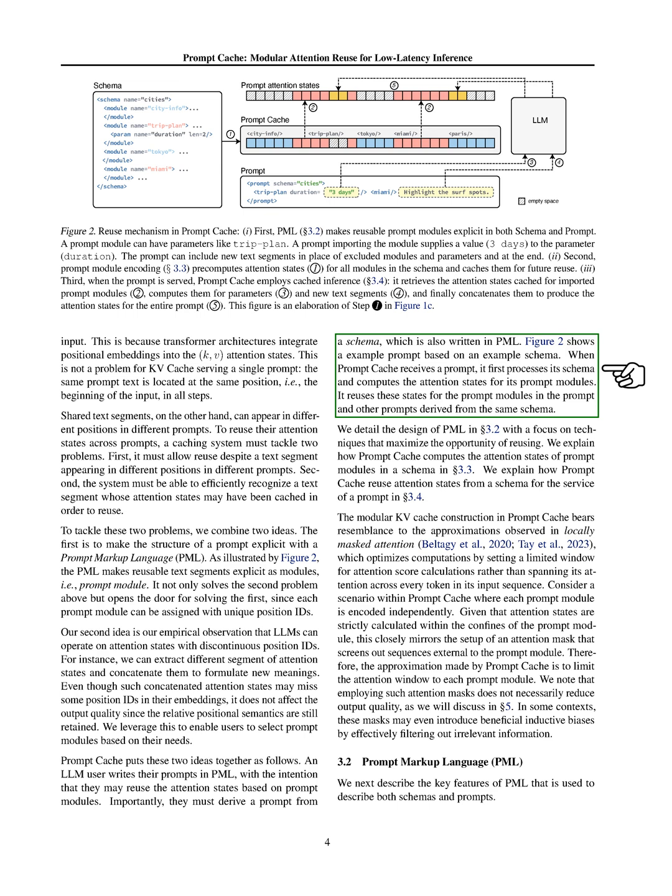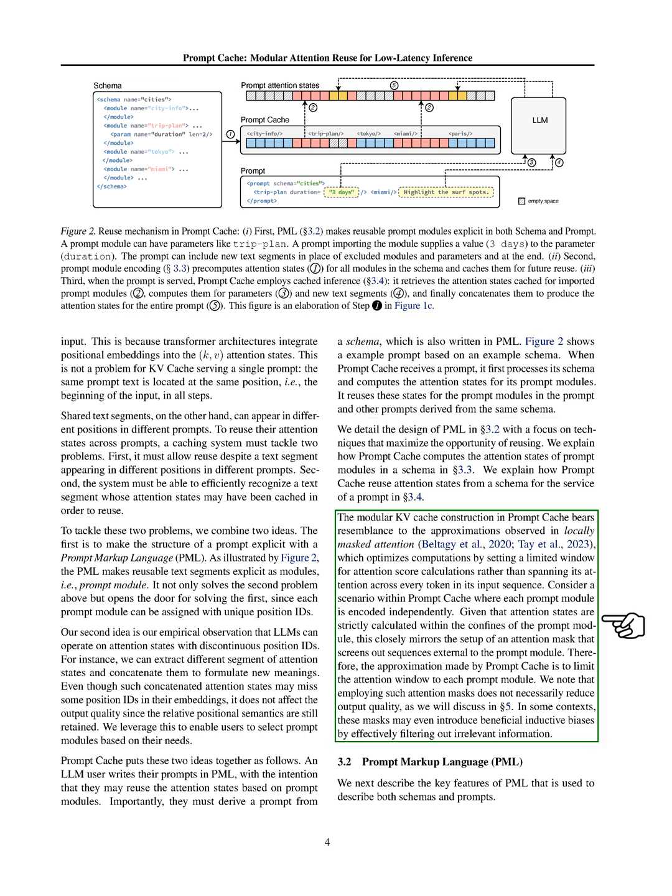This approach is similar to locally masked attention, which optimizes computations by limiting the window for attention score calculations. In prompt cache, each prompt module is encoded independently, and attention states are calculated within the confines of the prompt module. This is like an attention mask that screens out sequences external to the prompt module.